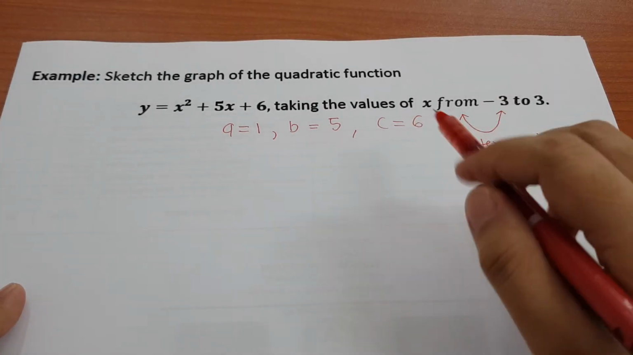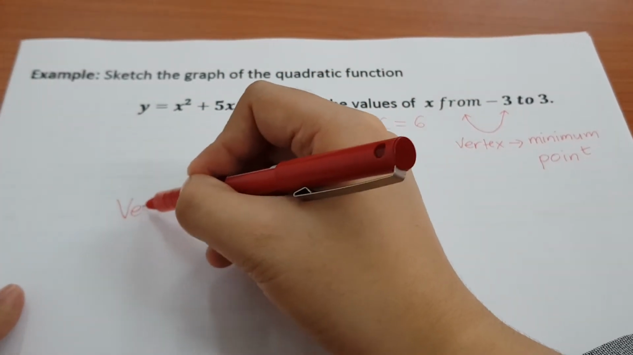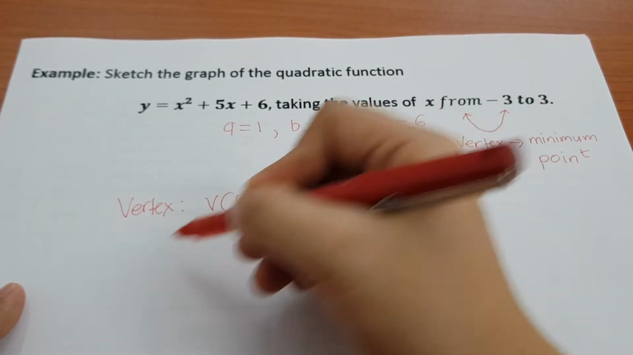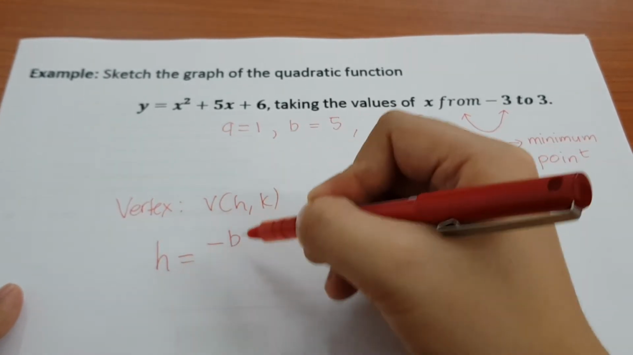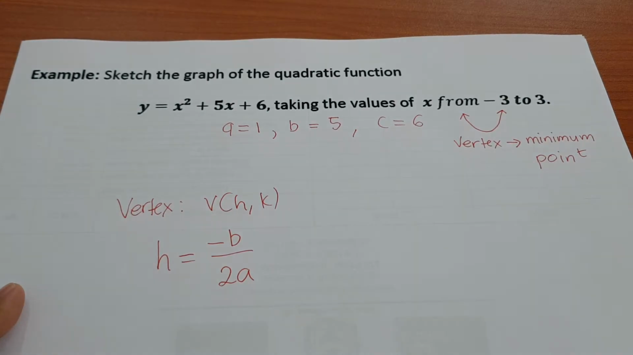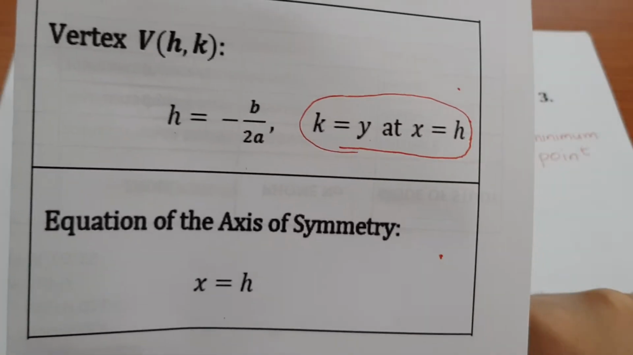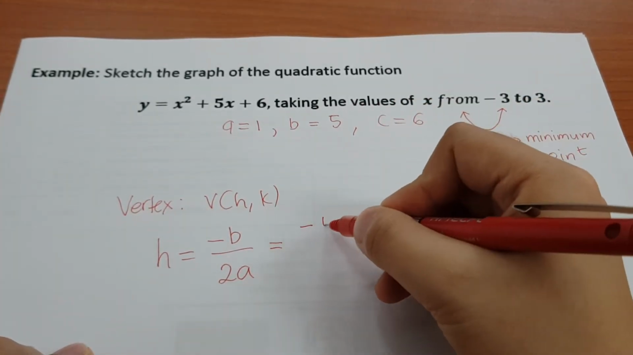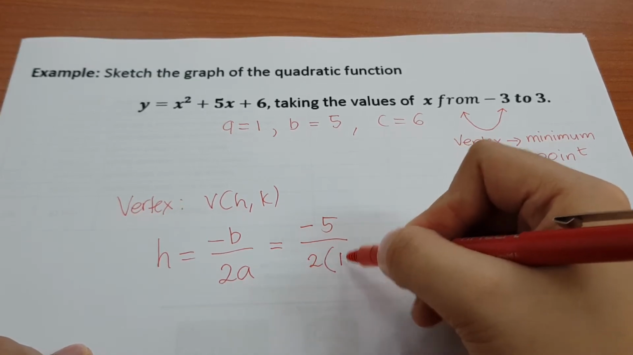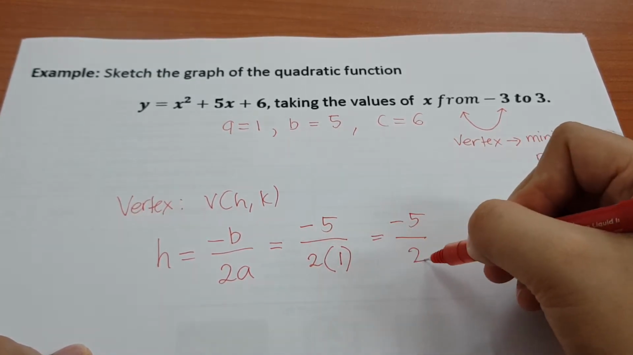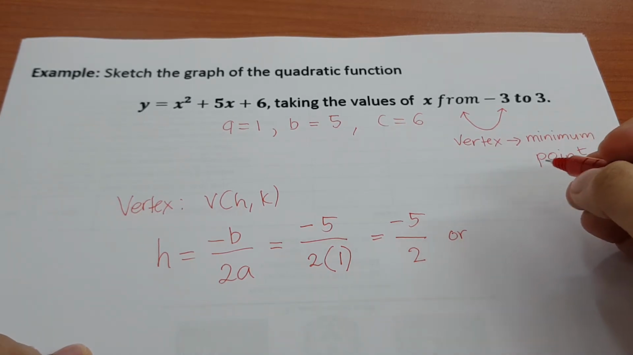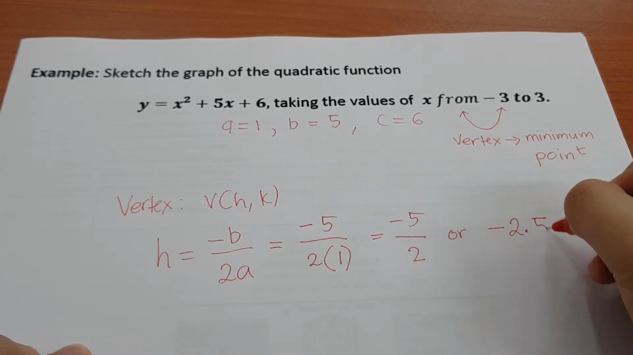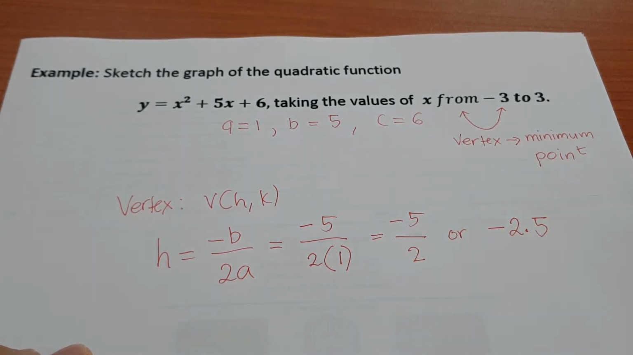Okay, now we need to find the vertex. So again, what is the formula of the vertex? The vertex is (h, k), where you can find h as minus b over 2a. So this is the formula, minus b over 2a. Let's have minus b, which is 5, over 2 times your a, which is 1, so minus 5 over 2, or equivalently minus 5 divided by 2, which is minus 2.5. You can use this, or you can use the decimal.